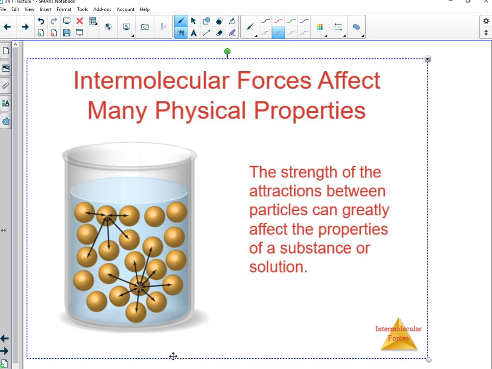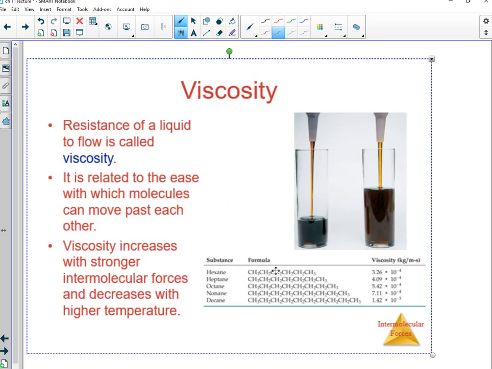Now, some of the vocabulary terms that we got to do. So, intermolecular forces affect many physical properties. We've already talked about boiling and melting point a ton, so hopefully we should know that. All right? So, the strength of the attraction between particles greatly affects the properties of a substance or solution. All right? Viscosity. Is that one of the terms you had to learn? I think it was one of the vocab ones. The resistance of a liquid to flow is called viscosity.